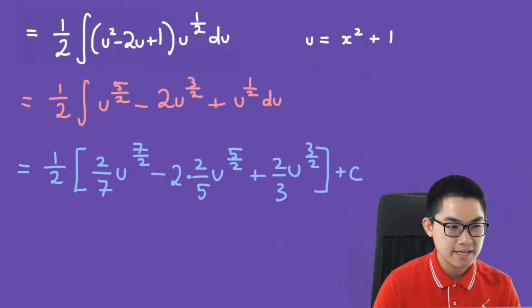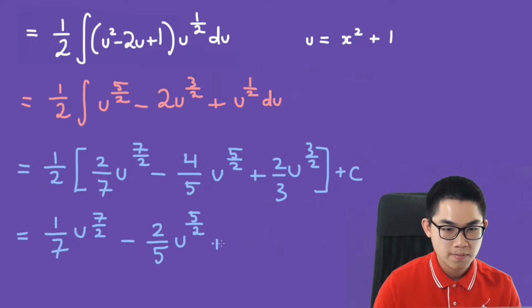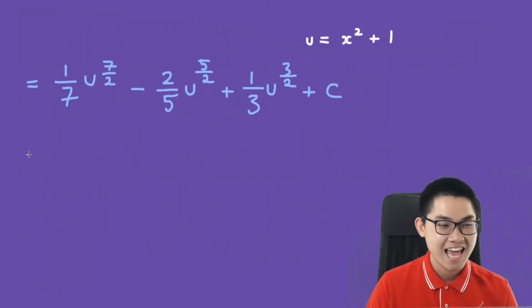So to simplify this, 2 times 2 over 5 is 4 over 5. So 1 over 2 times 2 over 7 is 1 over 7 u to the power of 7 over 2, minus 1 over 2 times 4 over 5, which is 2 over 5 u to the power of 5 over 2, plus 1 over 2 times 2 over 3, which is 1 over 3 u to the power of 3 over 2, plus c. And just a bit more.